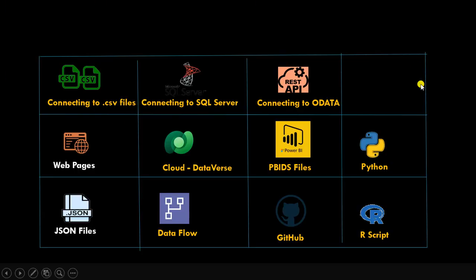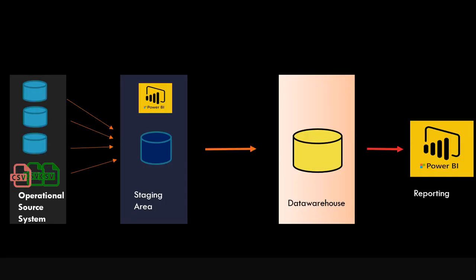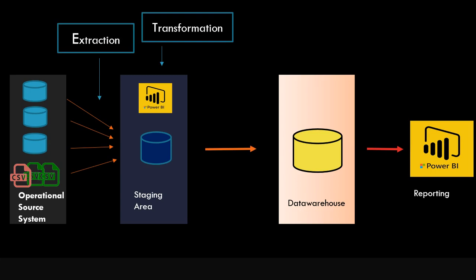So how do we connect to various data? These are the data sources: connecting to CSV files, how to connect to SQL Server, how to connect to OData, how to bring in the data from any web page, and how we connect to Dataverse, which is on cloud, Power BI dataset files, and then Python. All these source systems, how we can extract the data, we will take a look at it.